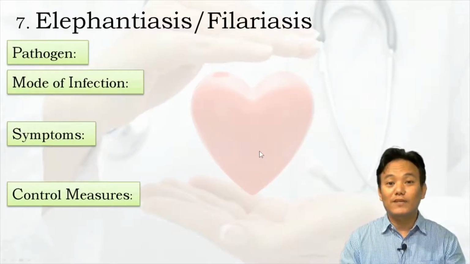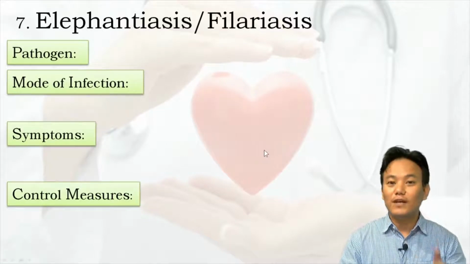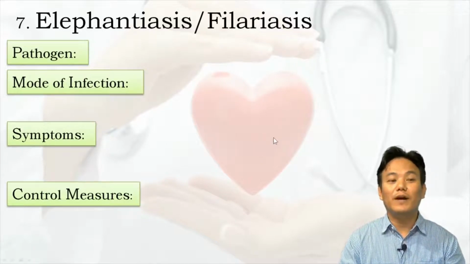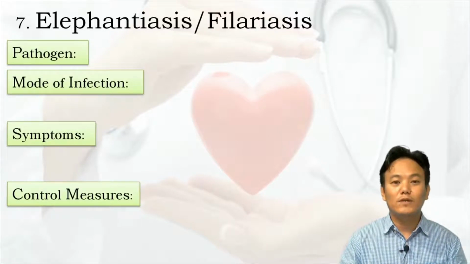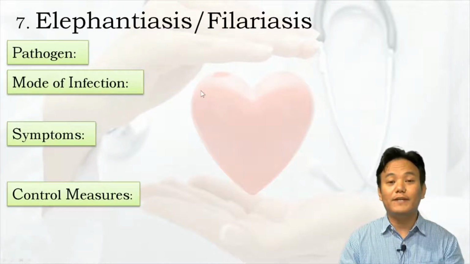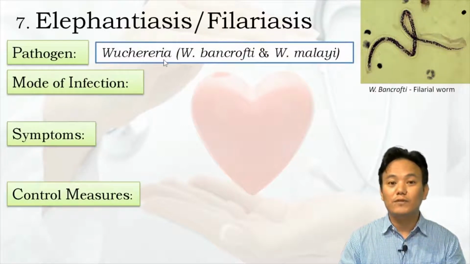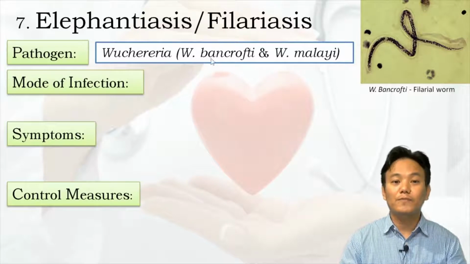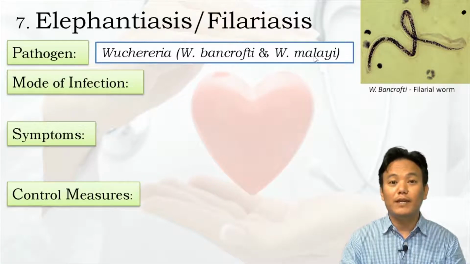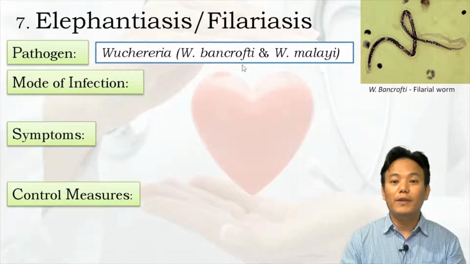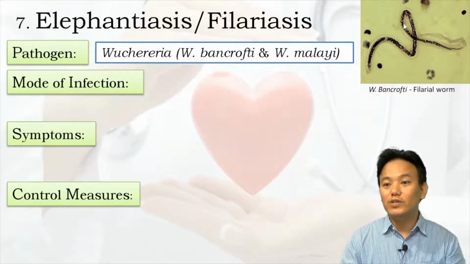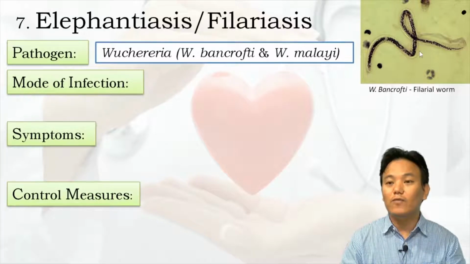Elephantiasis, also called filariasis or lymphatic filariasis, is another infectious human disease caused by helminths or parasitic worms. So the pathogen responsible for causing elephantiasis is Wuchereria species. There are two species given in your textbook, Wuchereria bancrofti and Wuchereria malayi, which are known to cause elephantiasis. And among these two, Wuchereria bancrofti is the common parasite which causes filariasis or elephantiasis. I have given a picture of Wuchereria bancrofti, the filarial worm, over here.